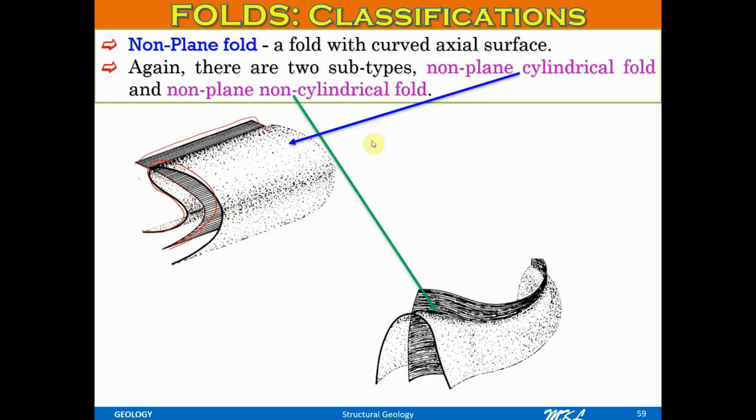So this one is the non-plane cylindrical fold. Why non-plane? Because axial plane is not planar. And why cylindrical? Because if you take a line and you move the line in this direction, you can move it, right? So it will form a kind of cylindrical shape. So it's a non-plane cylindrical fold. It's a non-plane non-cylindrical fold. The axial plane is curved, and again it's not a cylindrical structure.